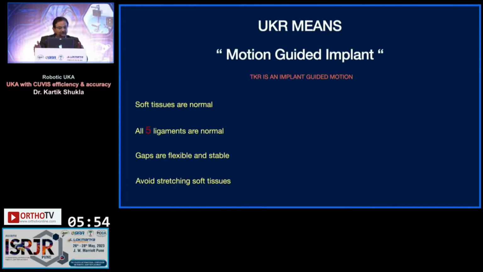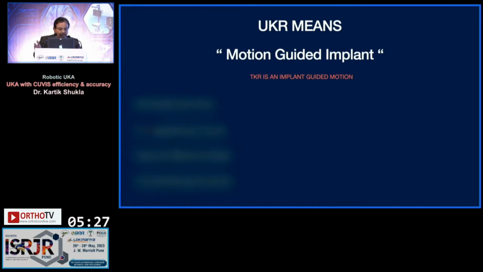That UKR is a motion-guided implant, while TKR is implant-guided motion. This is the basic difference we have to understand. So everything is intact; the implant must glide as the knee glides. Soft tissues are normal, already repeated many times. There are 5 ligaments, we have to evolve to 5 ligaments when we talk about uni. In TKR, we talk about 4 ligaments. Gaps are always flexible and stable, and we avoid stretching of soft tissues to avoid overcorrection.